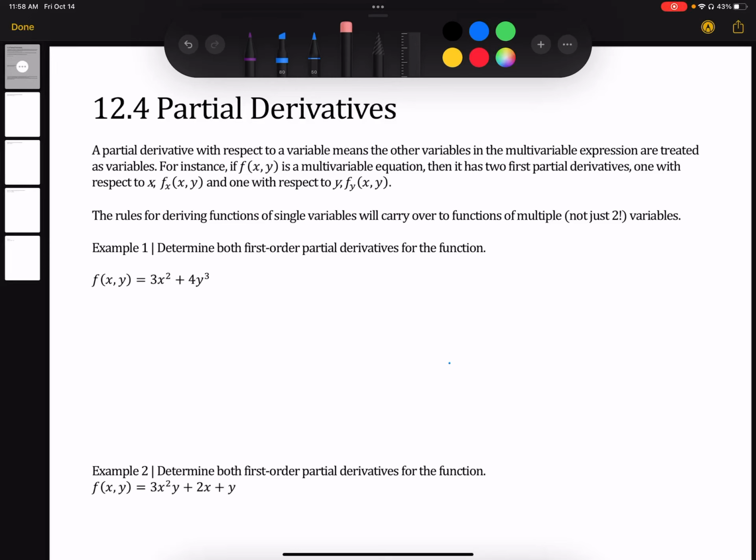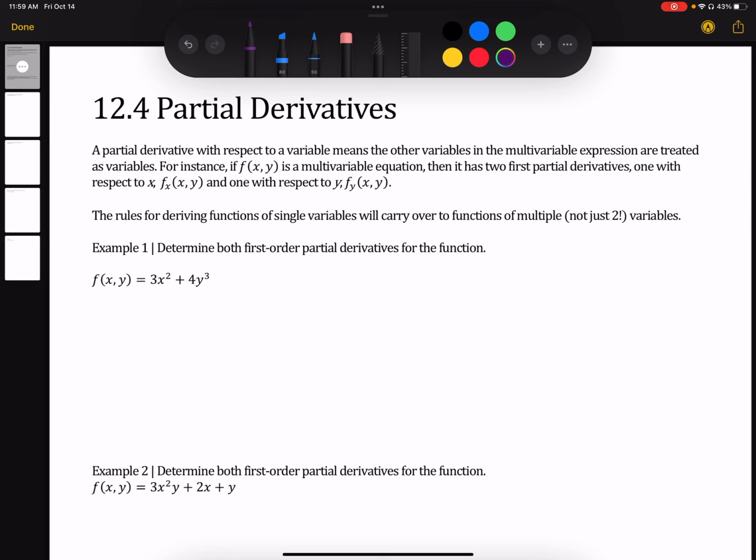Hey students, in this video we're going to talk about partial derivatives. So a partial derivative for a multivariable function is the derivative with respect to a particular variable. Generally, we're going to be using x and y.